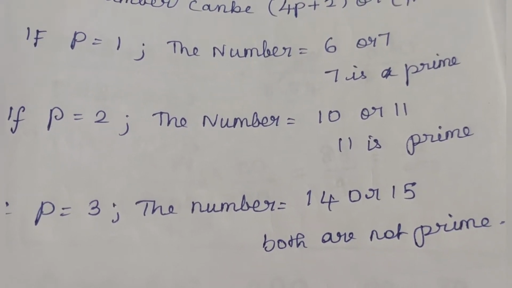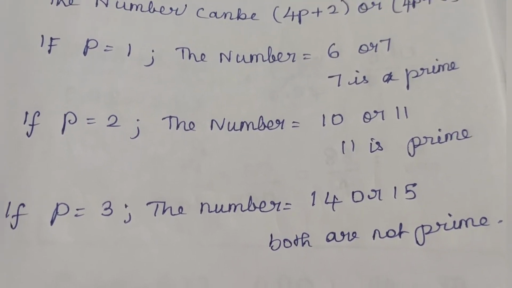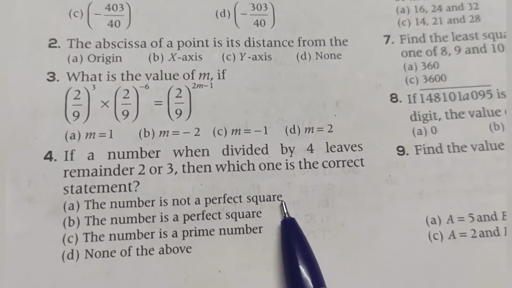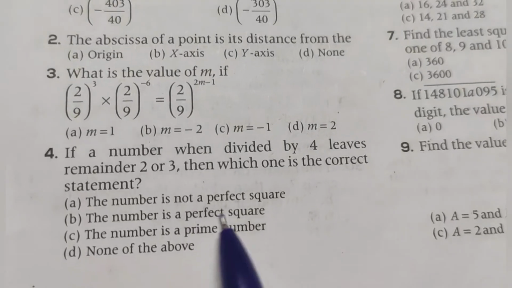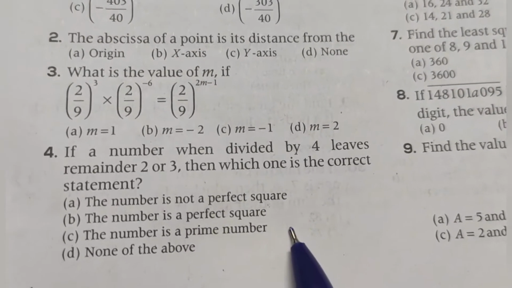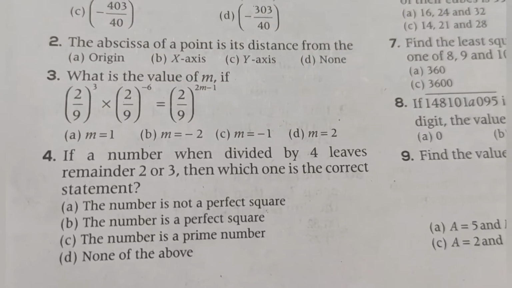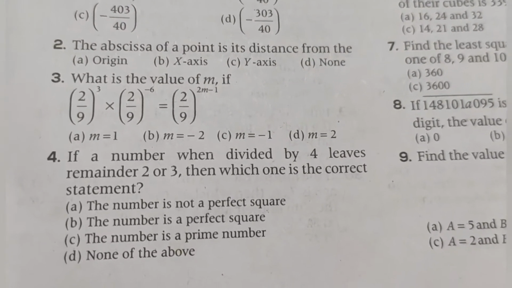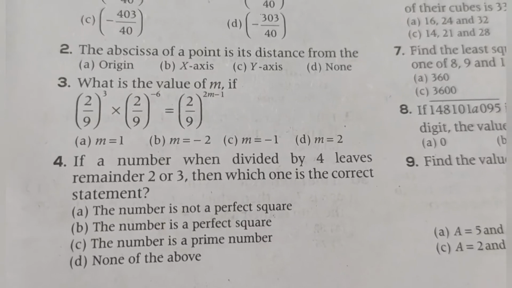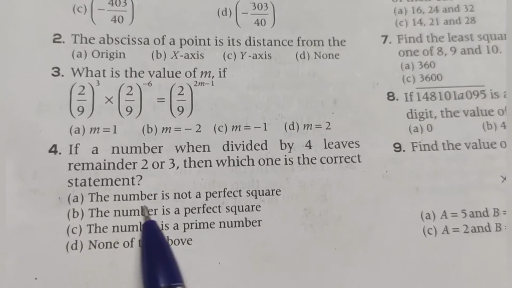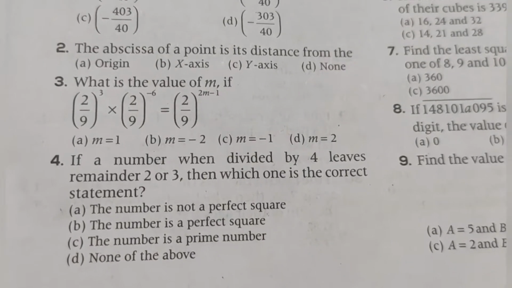So out of the options, now we have to choose the best one. First option, the number is not a perfect square. This option is correct. The number is a perfect square? This option is absolutely wrong. The number is a prime number? No, in the examples that we saw, there are cases where the number is not a prime number. So none of the above. So the best option is option A. The number is not a perfect square.